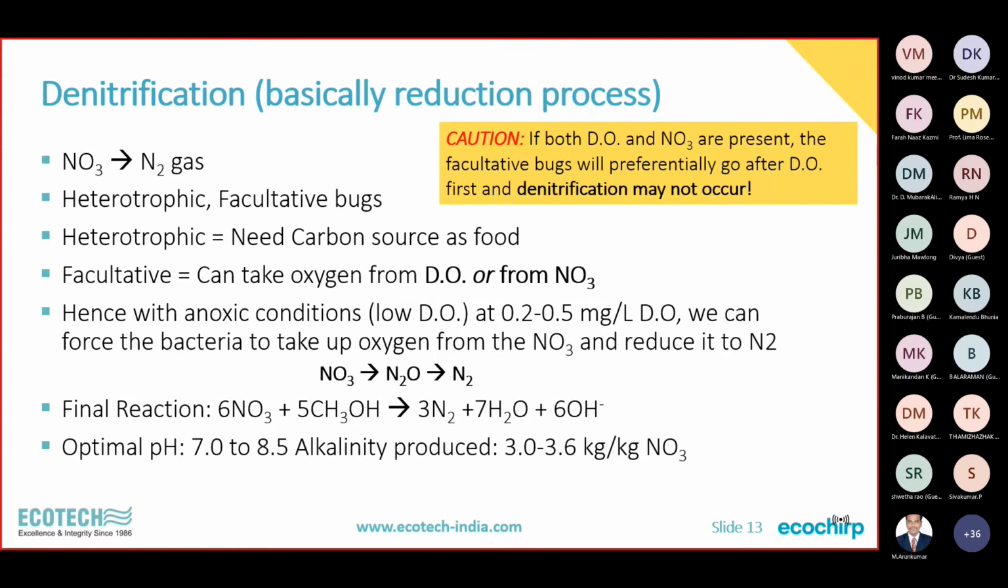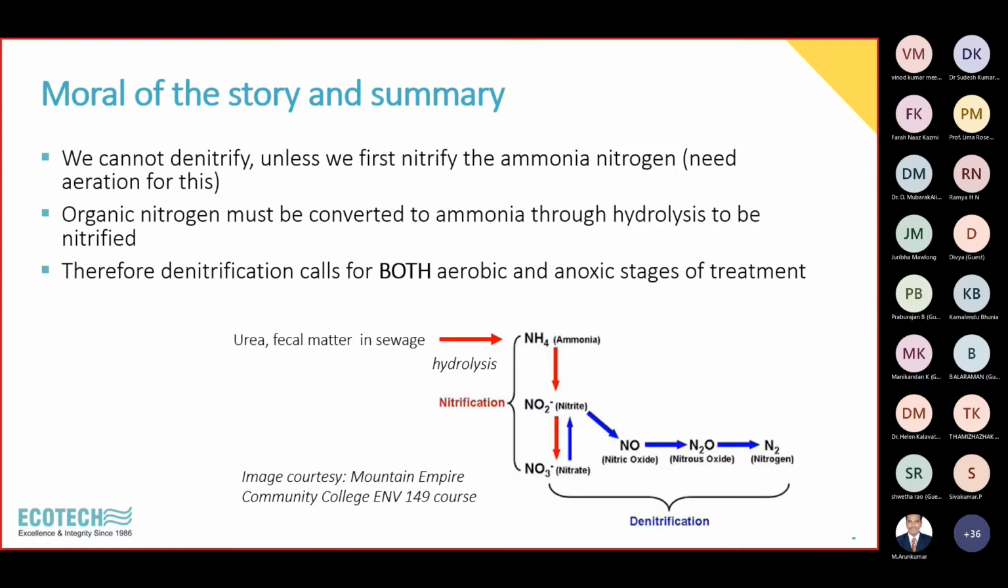If both DO and nitrate are present, the facultative bugs will preferentially go after DO first, and denitrification may not occur. So you have to be careful to ensure that the low DO conditions are met. And that is why in all the denitrification plants, we recommend introducing a DO sensor so that DO can be carefully maintained to be less than 0.5 ppm.